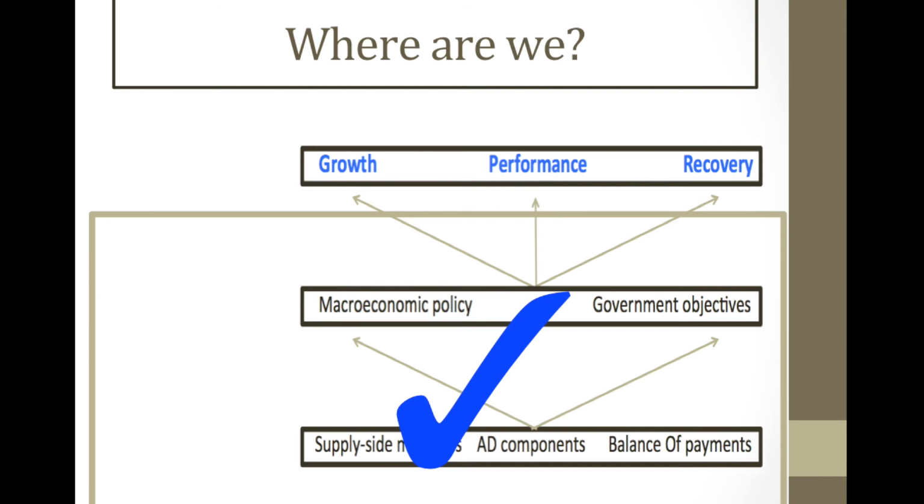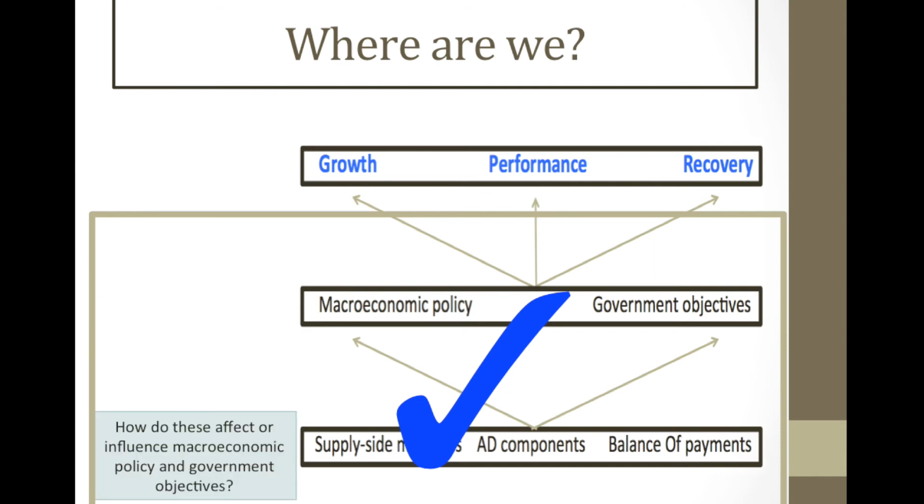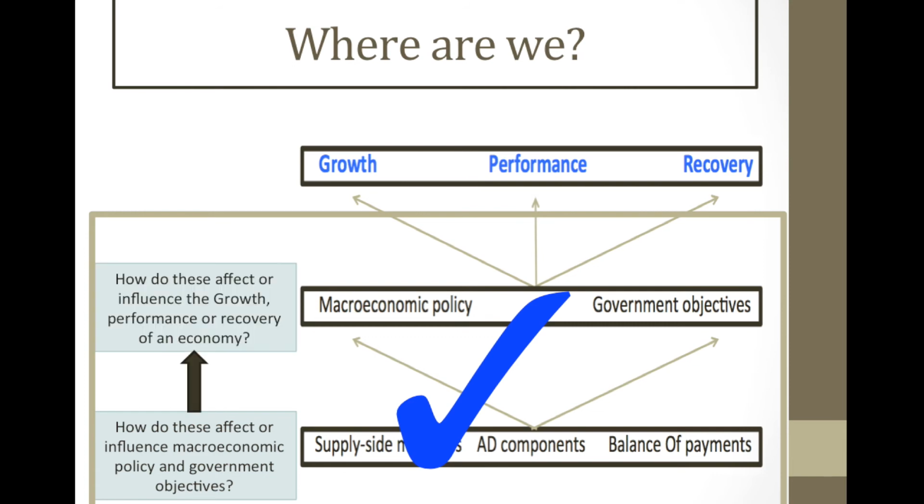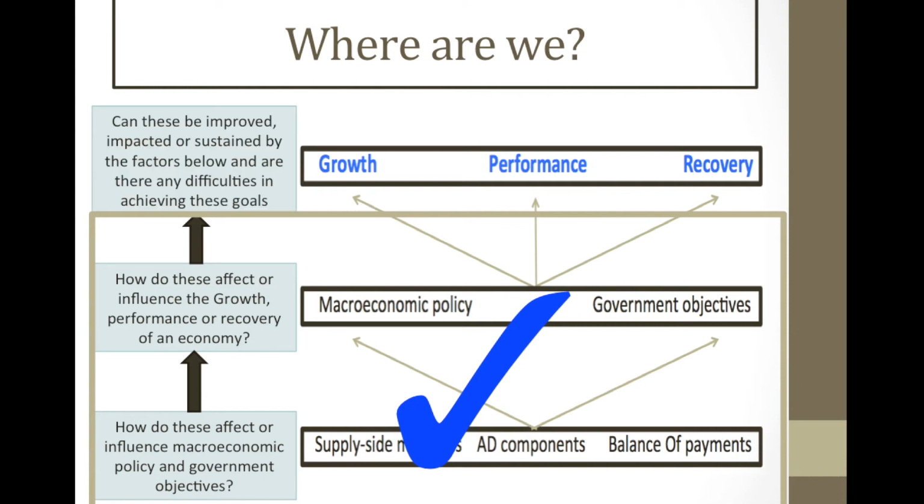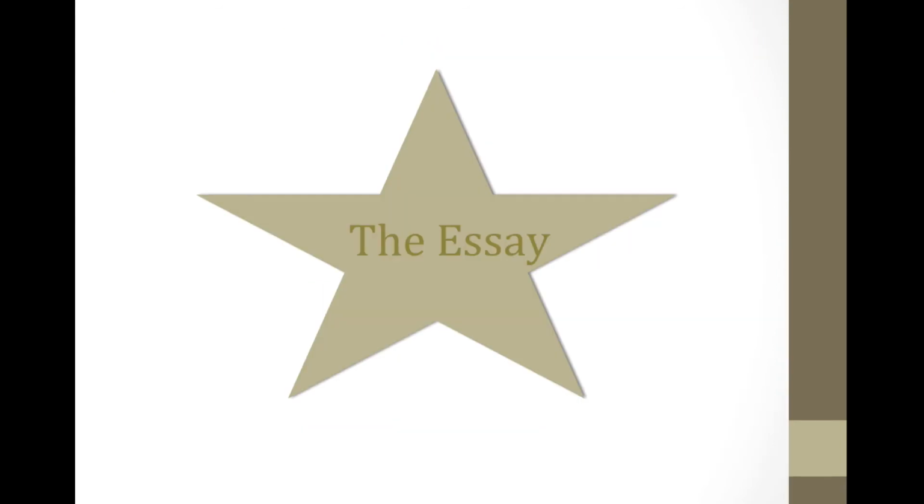So this just shows you where we are, what we've looked at. We've looked at how the supply side measures actually affect macroeconomic policy, the AD components and the graphs that we can use for that, and then the balance of payments as well. So now we're going to finally look at the growth, performance and recovery. So how well the economy is doing, as we said. And we're going to look at that in the context of the essay.